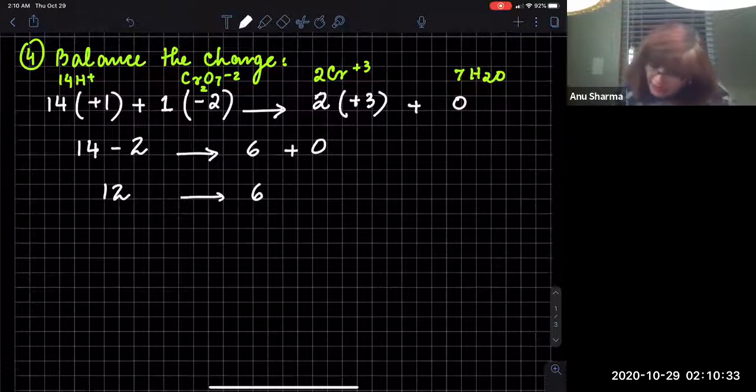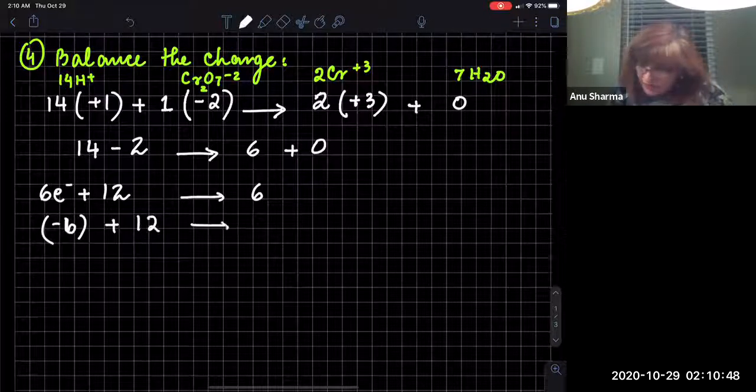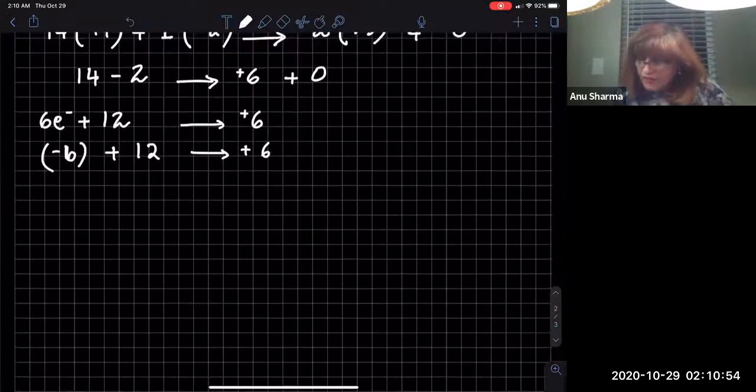We are going to add 6 electrons here. 6 electrons means 6 negative charges, right? So this is minus 1 charge, but minus 6 charges, that's what it means. And plus 12, and that's going to give you positive 6. So now we have positive 6 here, and we have positive 6 here. So this is how we balance the charges.